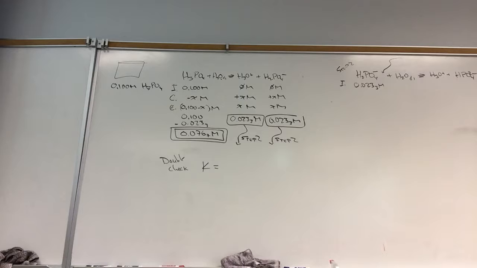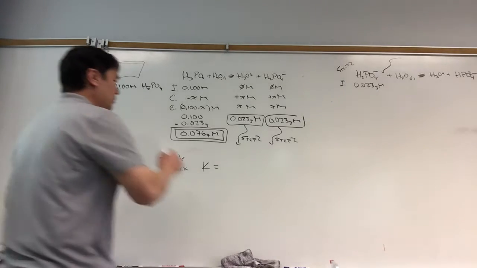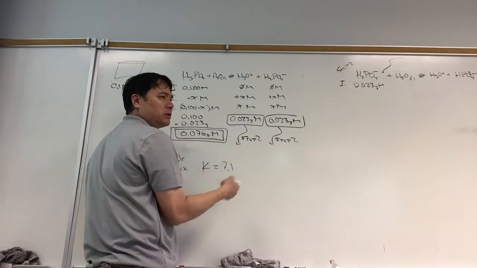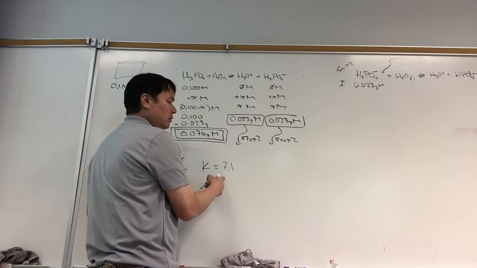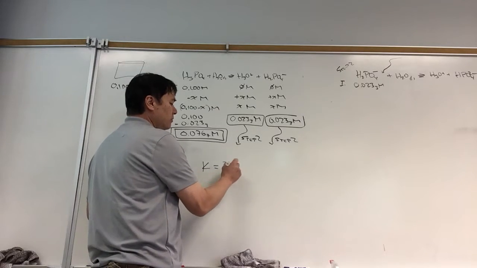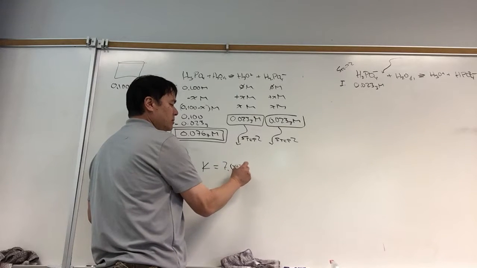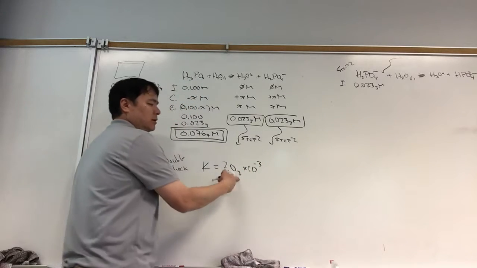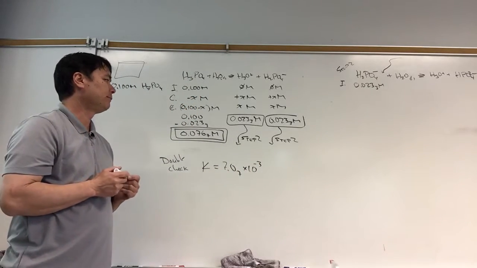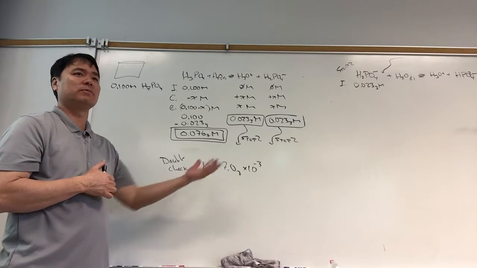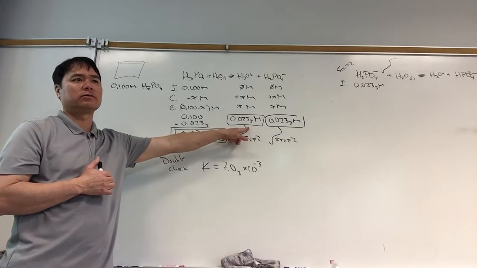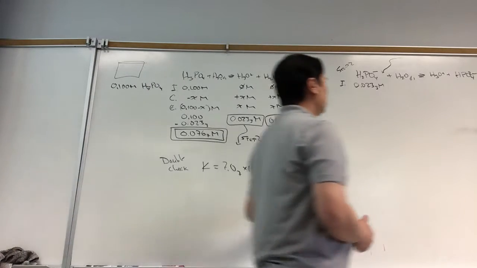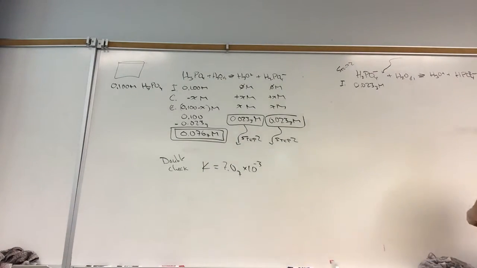Can somebody just check this? 0.0233 squared divided by 0.0767? It works? All right. What does it come out to? 7.1? I'm just curious about round off. 7.07, okay. 7.07 times 10 to the minus 3, that's good, just rounding. Obviously it should be exactly the same, but we didn't carry all our digits. We dropped a bunch of digits, so that's close.